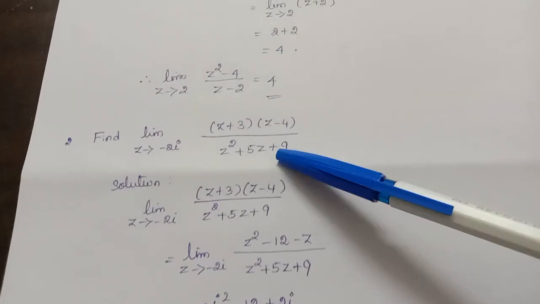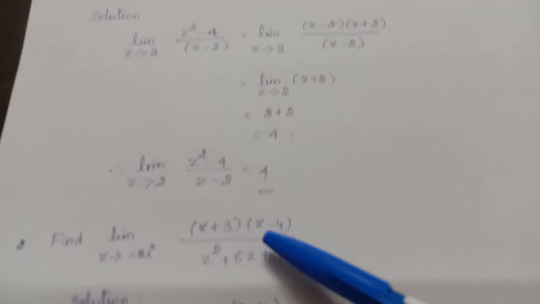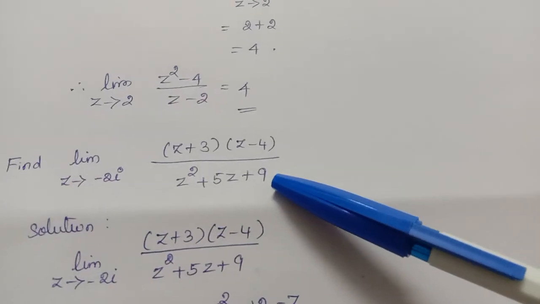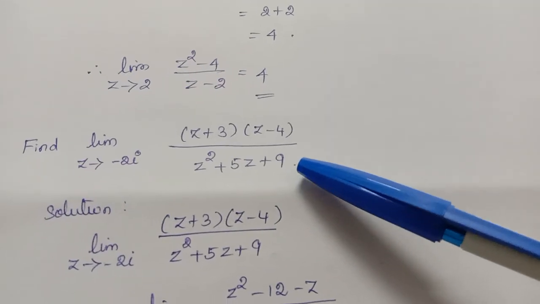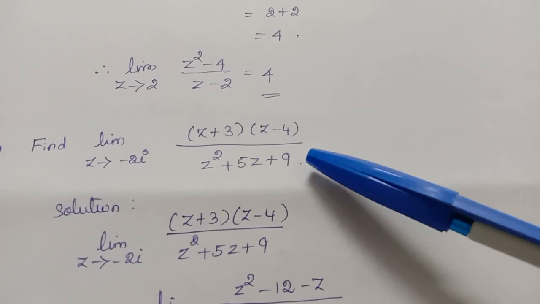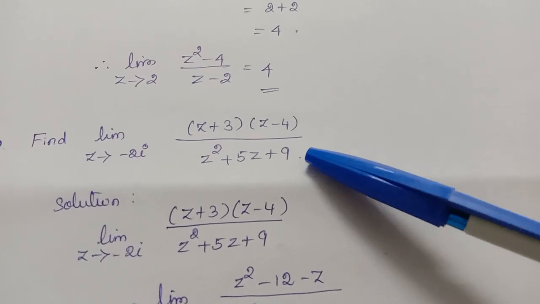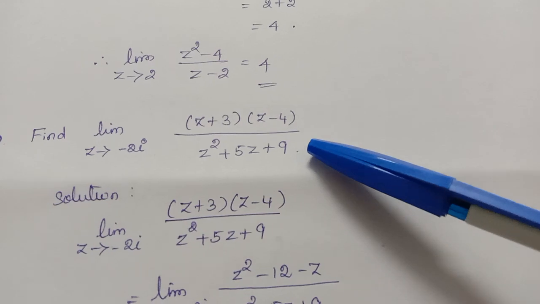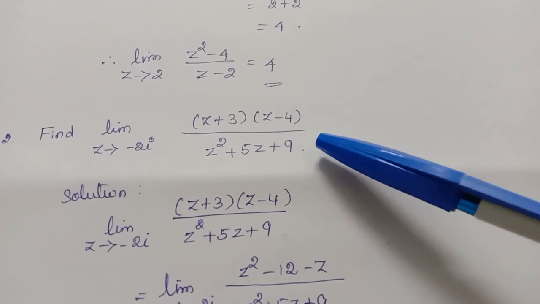So compare this problem and the previous problem. Can you see the difference? Here for this problem, by substituting z equal to minus 2i, we are not getting any indeterminate form. So we have directly substituted and found the value. So if you have problems like this, you can directly substitute the value as it is. No need to do any other simplification.